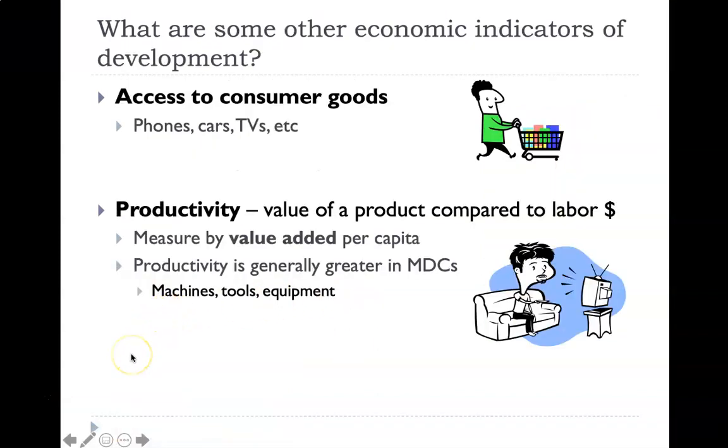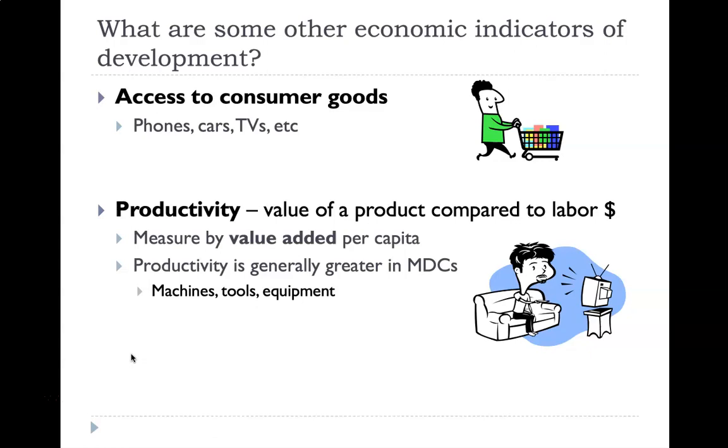All right, so I did mention productivity as well, but there are other economic indicators. Access to consumer goods. How many cell phones are available? How many cars per capita? How many televisions, or things along those lines, right? Those would be other indicators of development. Productivity, right, is another thing to look at.